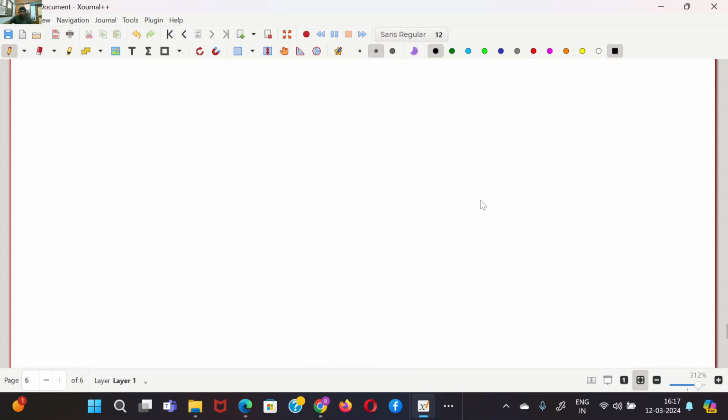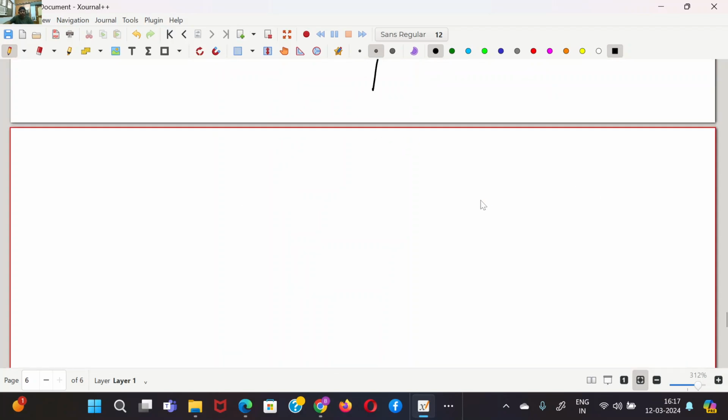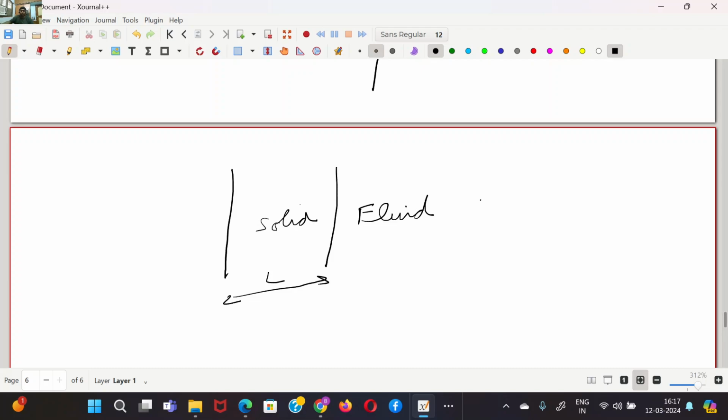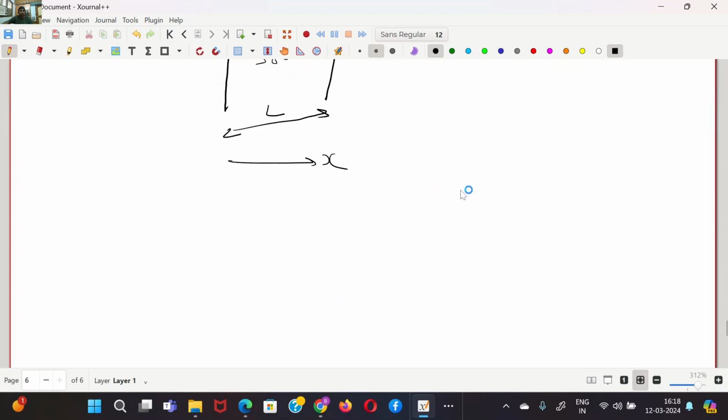Generally, you may get a problem like this: some solid here, of length L. Sorry, the picture is not good. So this is some solid and this is some fluid, say a solid slab surrounded by some air medium, and this is in the X direction. Basically, if I plot the temperature profile.